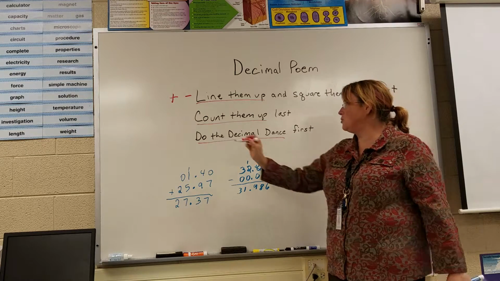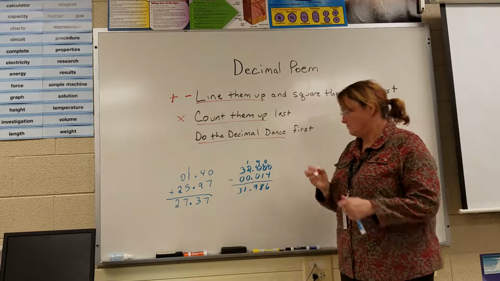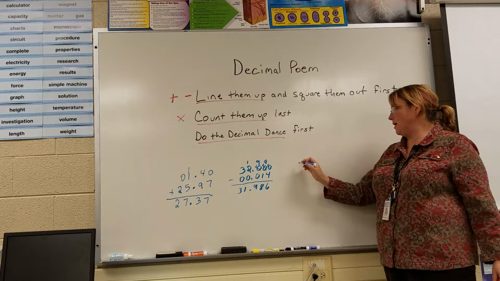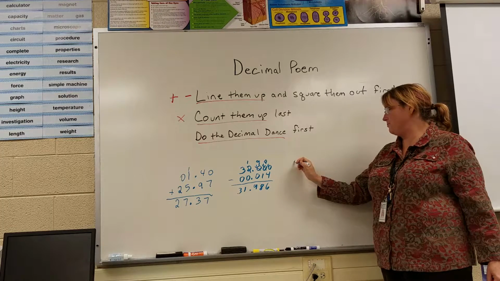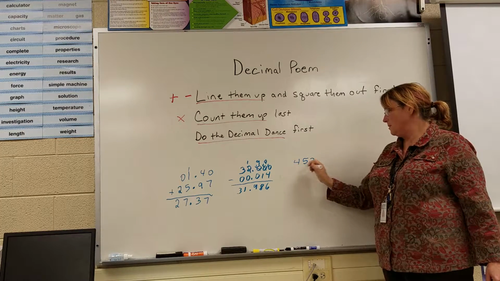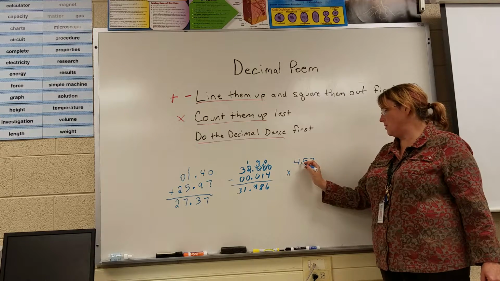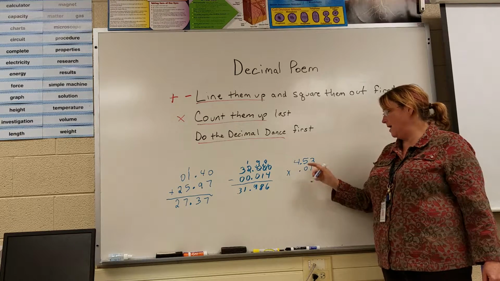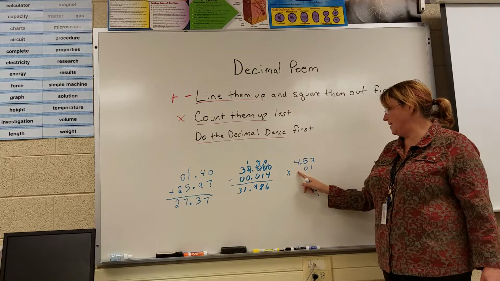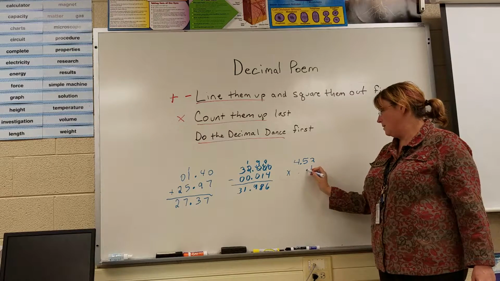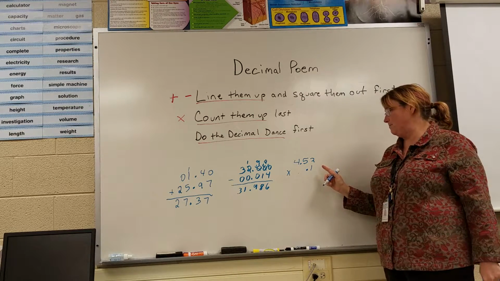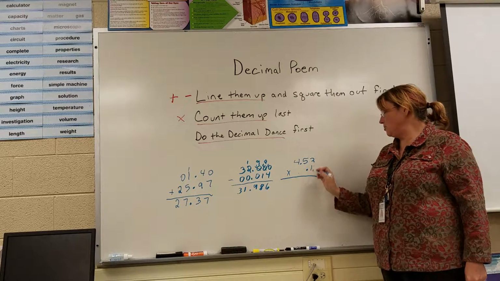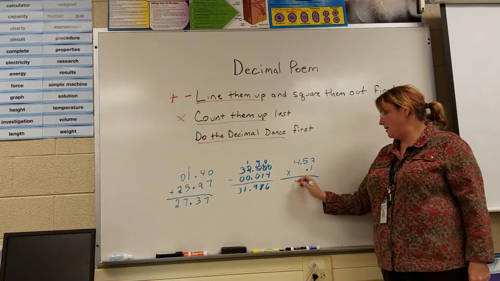Counting them up is what you do for multiplication. So for multiplication, you're going to have a problem. Let's say we have 4.52 times 0.01. Now I lined my decimal points up, but let's say I just have 0.1. My decimal points do not have to be lined up. So we're going to multiply. 1 times 2 is 2, and 5, and 4.